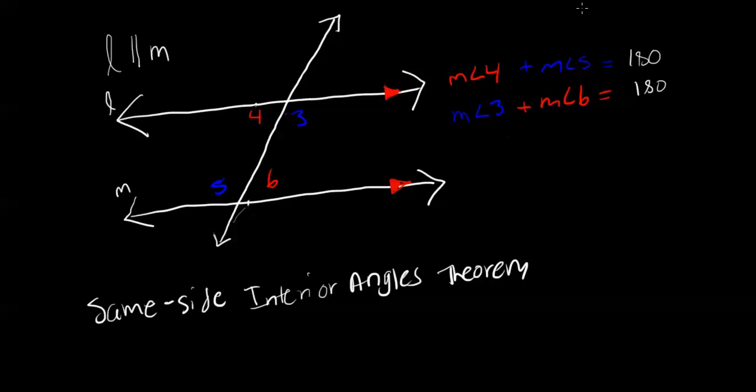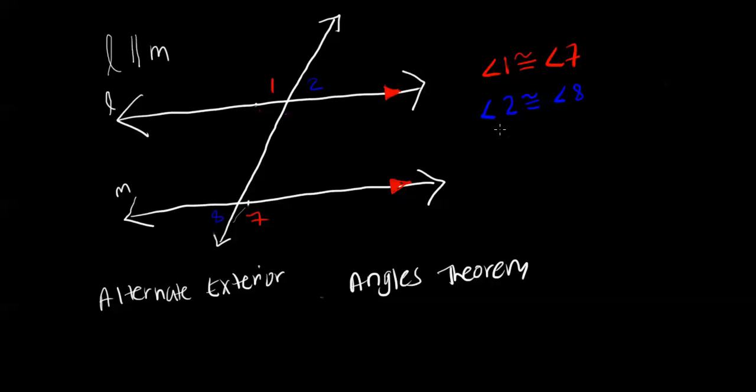This time, the same side interior. So 4 and 5 we can see are on the left side of the transversal. Therefore, when we add 4 and 5, measure of angle 4 plus measure of angle 5 equals 180. And if we do the same with the angles on the right side of the transversal, measure of angle 3 plus measure of angle 6 equals 180.